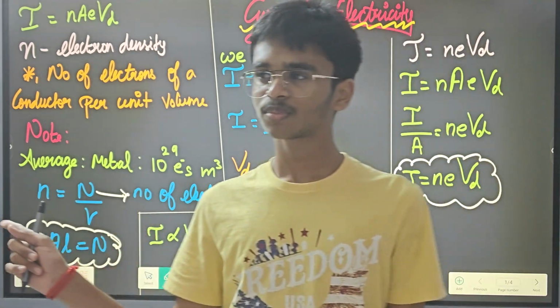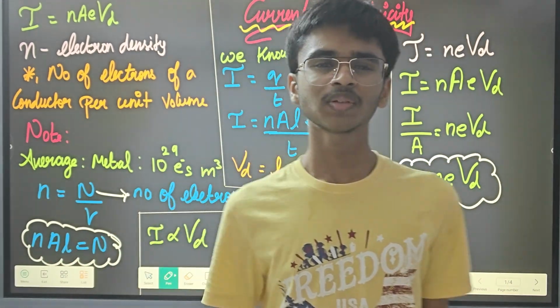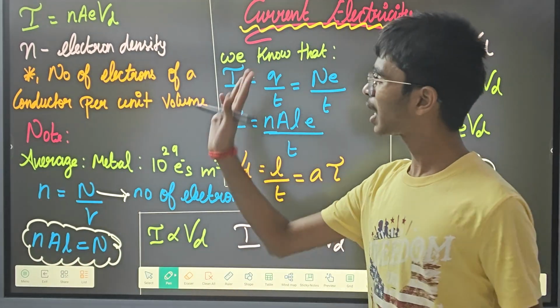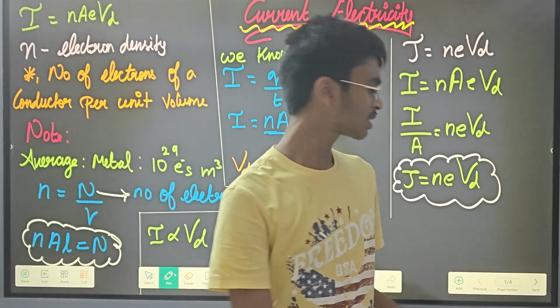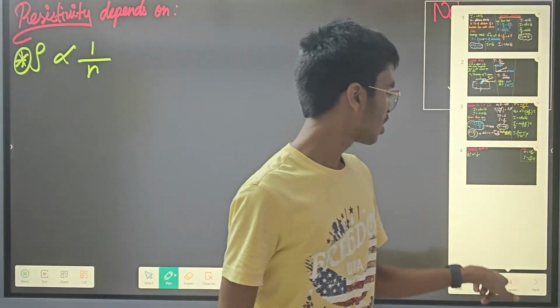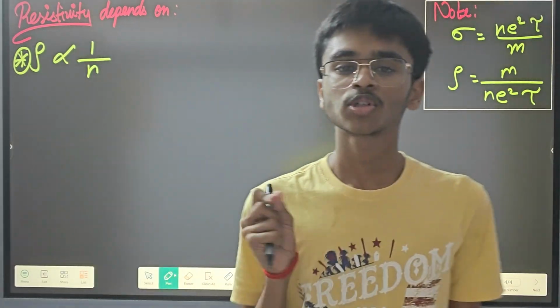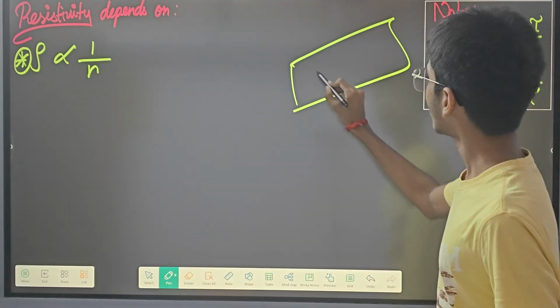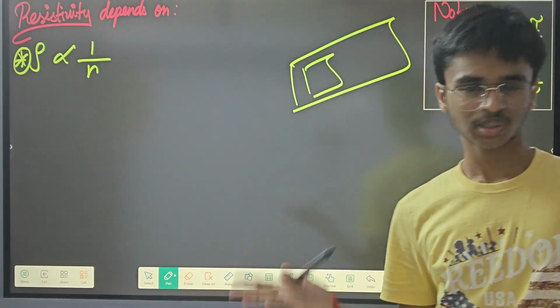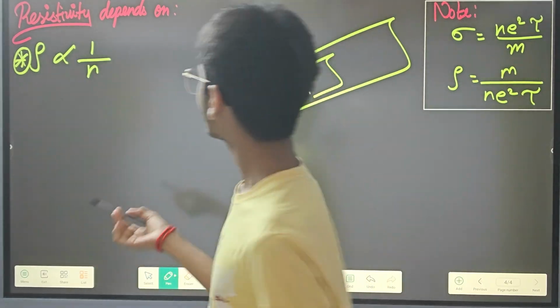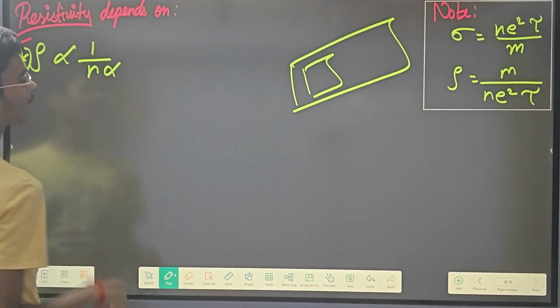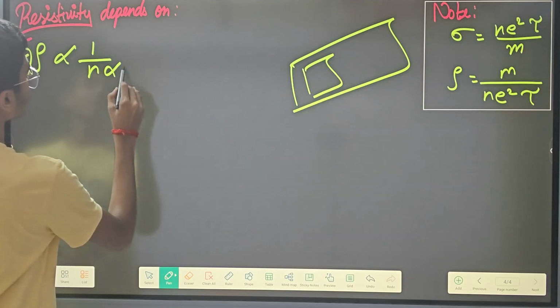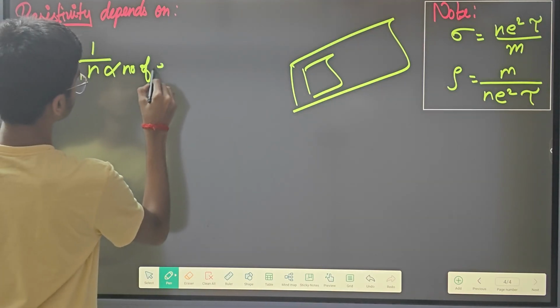In part 2, I think, or part 3, we have discussed that n is electron density. So resistivity is inversely proportional to electron density. For example, let us take that this is a conductor, and if this is having a lot of electrons, then n is directly proportional to the number of electrons.